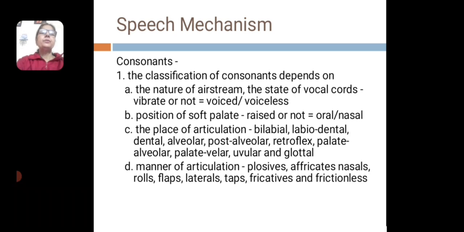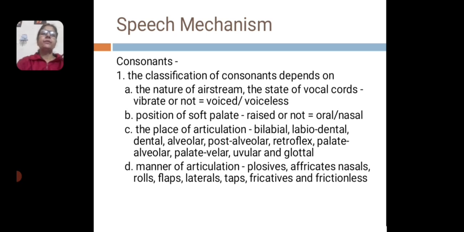It depends on the position of the vocal cords and the nature of the air stream. If the air stream is disturbed, then voiced consonants are produced. If the air stream is not disturbed, then no vibration is there, then voiceless consonants are produced. So two types of consonants are there depending on the nature of the air stream: voiced consonants and voiceless consonants.